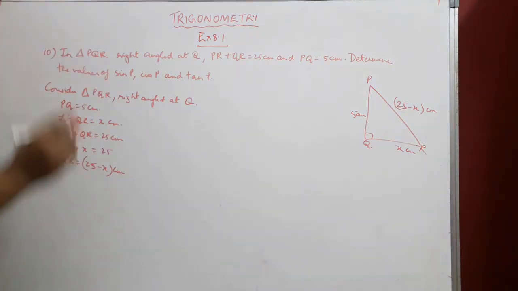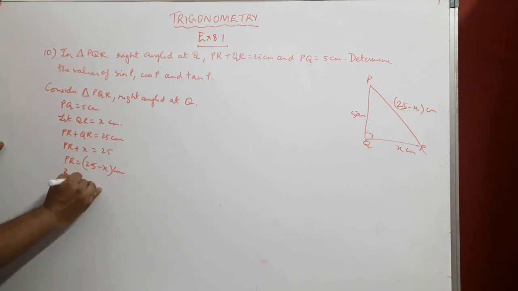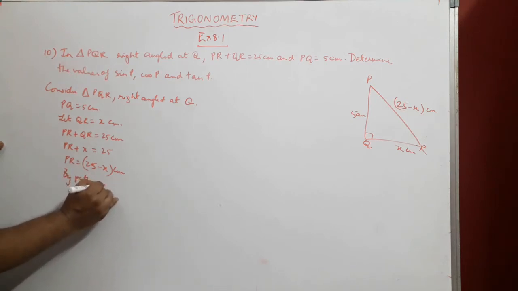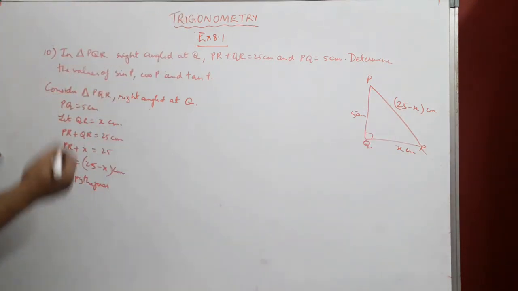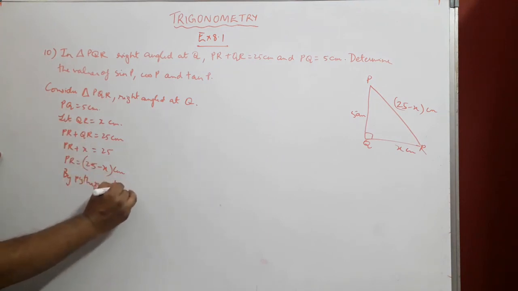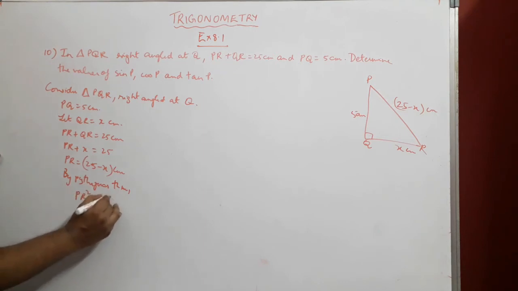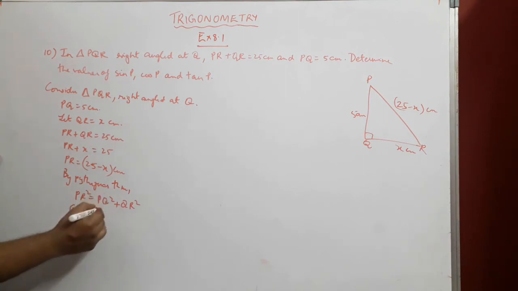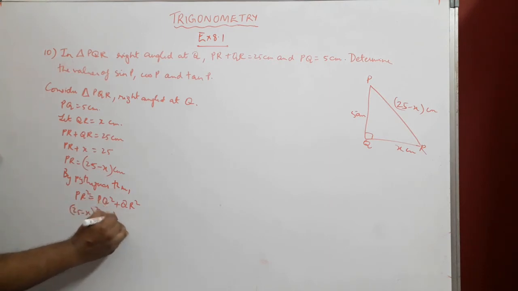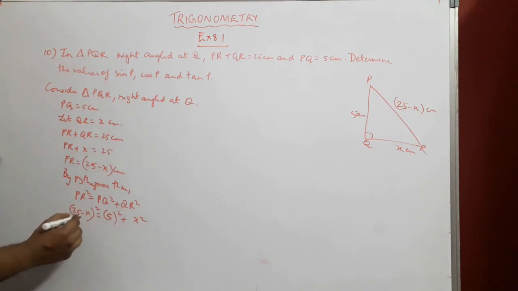Now our next step is to find out that X, and that we can get through our Pythagoras theorem, because we need to know the actual values of QR and also of PR. So first we'll have to find out what is X. By Pythagoras theorem, PR square equal to PQ square plus QR square. PR is given to us as 25 minus X whole square, and PQ square means 5 whole square, and QR is X square. So I'll write it down over here.